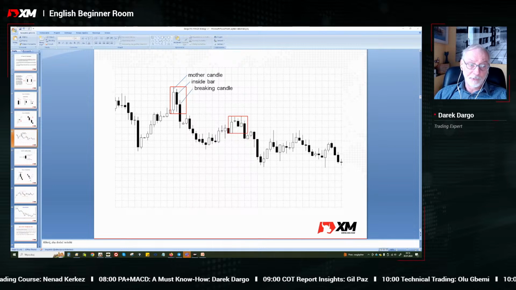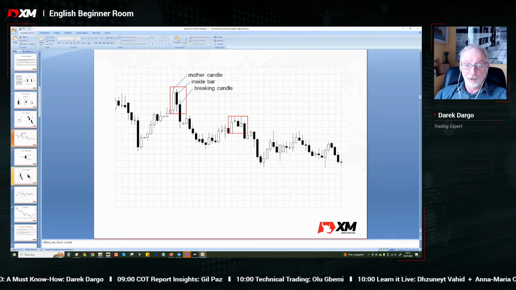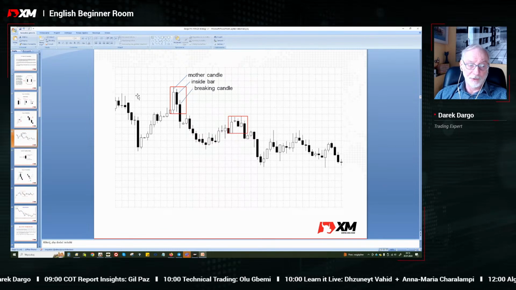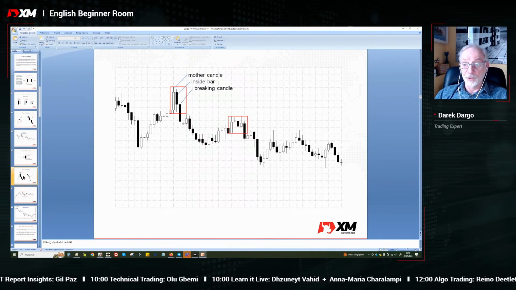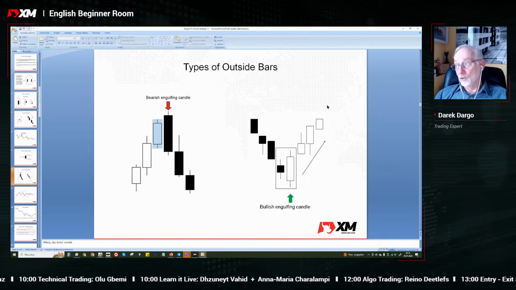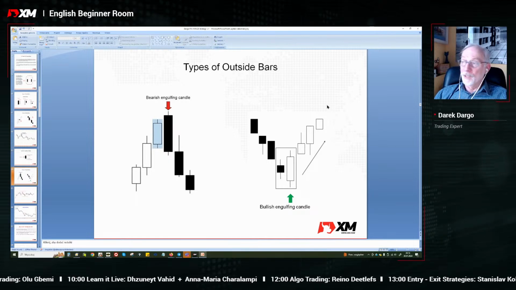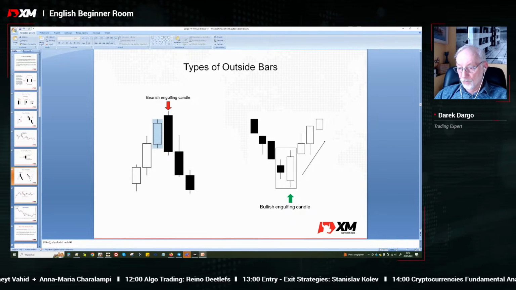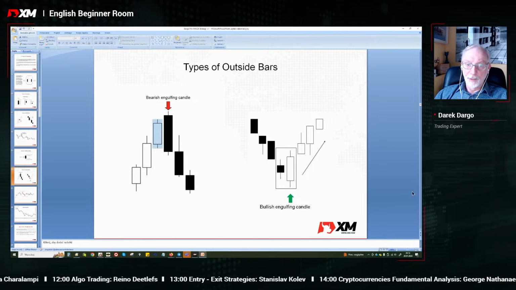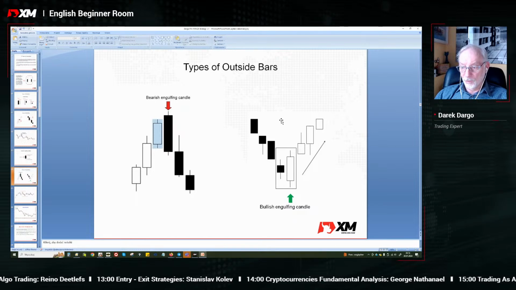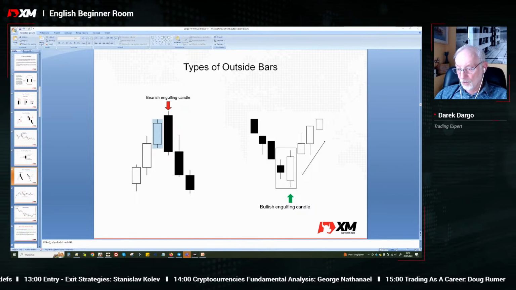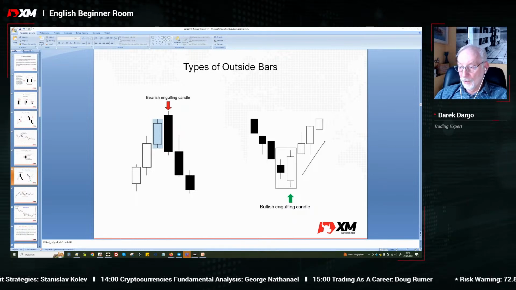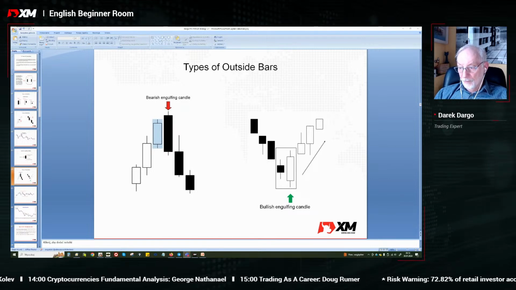The second type of patterns is outside bars, okay? Because those are inside bars, and outside bars are even more interesting. In my opinion, those are the most productive patterns. They usually give us really very good hints where the market plans to go.